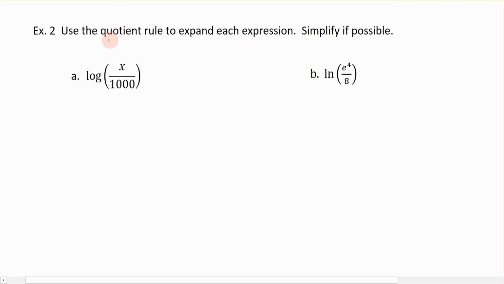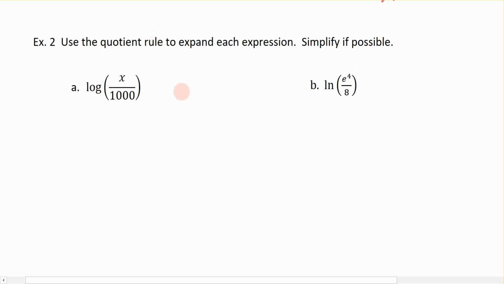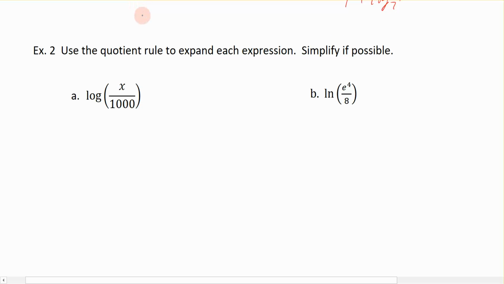Okay, now let's talk about the quotient rule. I want to remind you that when we had the quotient rule for exponents, that was if my base of x to the a is divided by the same base x to the b, then we subtracted their exponents. And that's how the exponent rule is going to be related to my log rule here, which you'll see in a second.